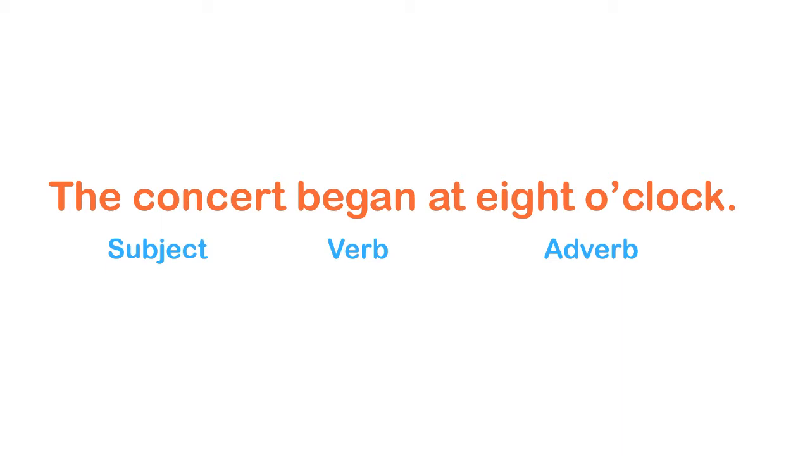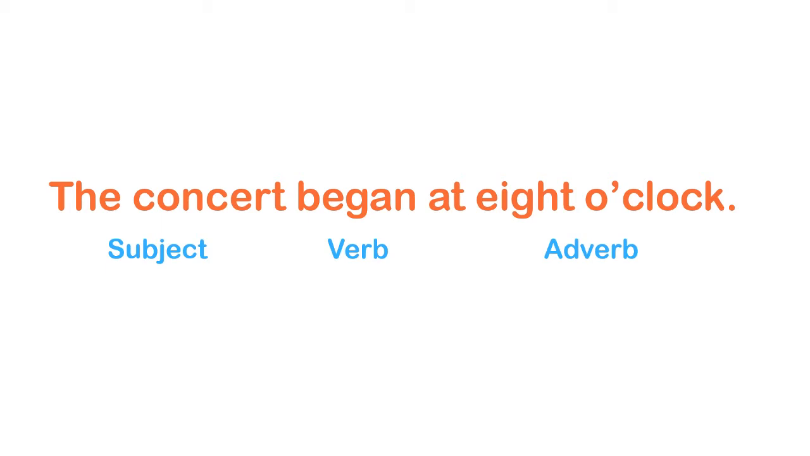Once we are already familiar with the parts of sentences that I have just mentioned, here we can see that the concert is the subject of the sentence, began is the verb of the sentence, and at 8 o'clock is the adverb, which tells us time in this case. Then, so what? What are we supposed to do with the irregular past forms?